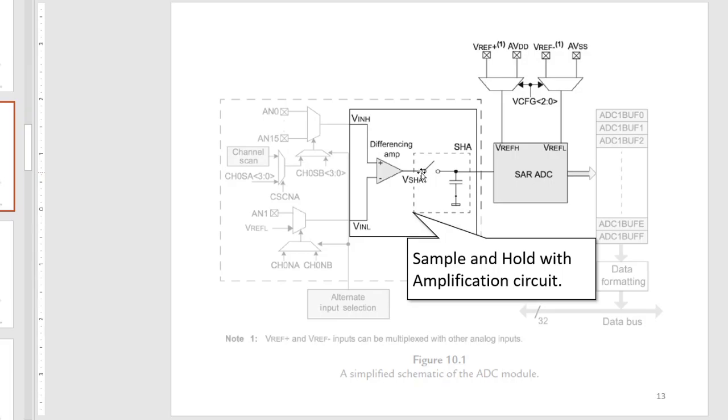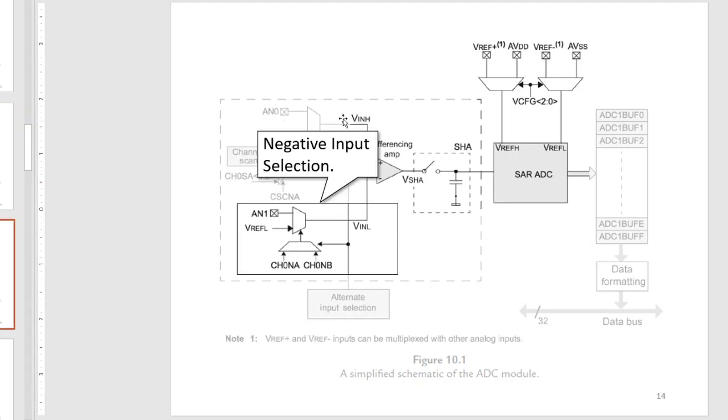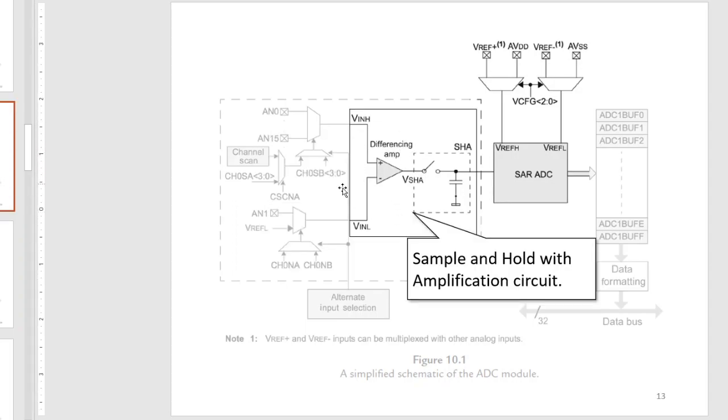This is an electrical switch inside the PIC32. And then we have a capacitor here to hold the sampled voltage for the SAR ADC to make comparisons with. Next here we have the negative input selection, so the negative input of the differencing amp of our sample and hold circuit.